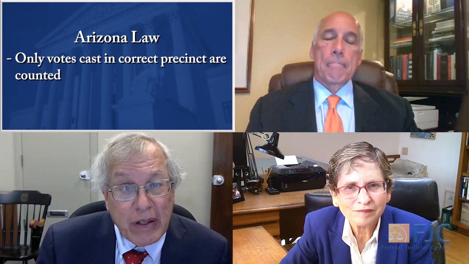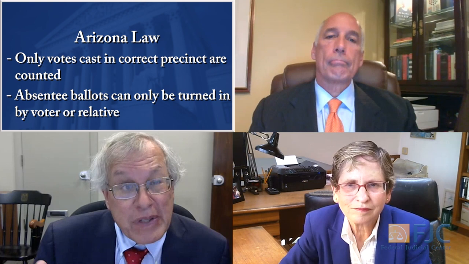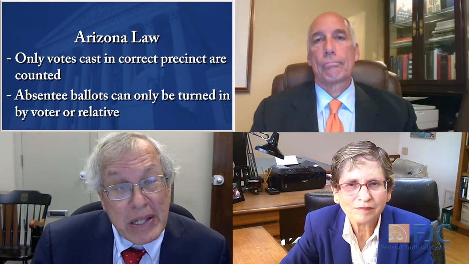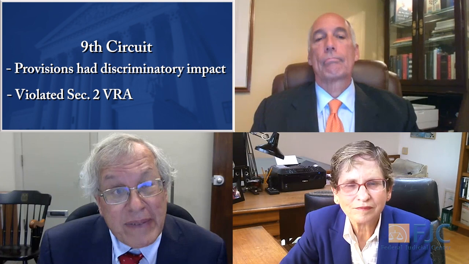So Erwin, can you talk to us about this case, please? Yes, this case involves two provisions of Arizona law. One said that a vote would be counted only if it was cast in the person's precinct. The other said that an absentee ballot could be turned in only by the person or a relative, which is meant to prevent ballot harvesting. The United States Court of Appeals for the Ninth Circuit, in an en banc decision, found that each of these provisions had a racially discriminatory impact and violated Section 2. But the Supreme Court, in a 6-3 decision, reversed the Ninth Circuit, in an opinion by Justice Samuel Alito.